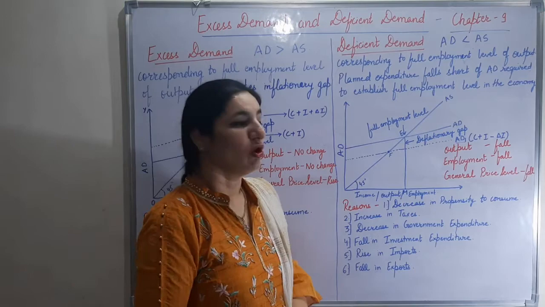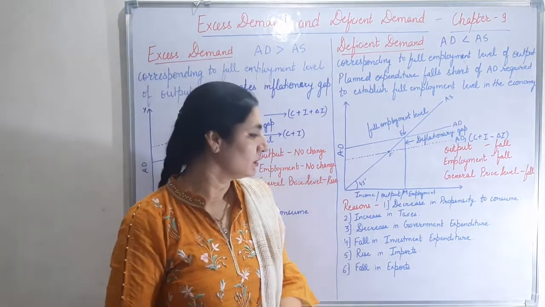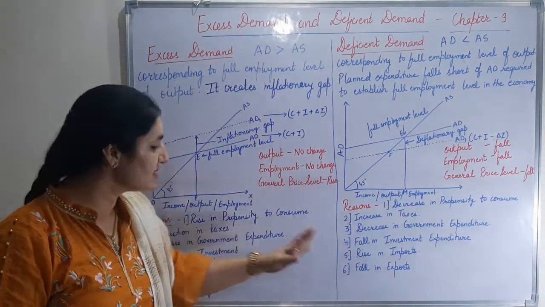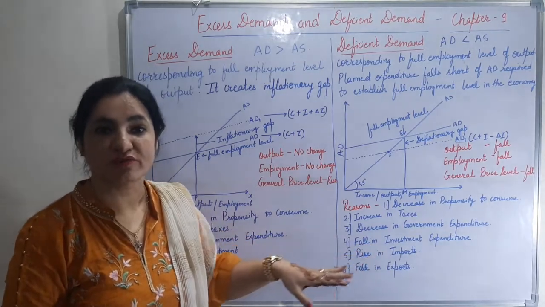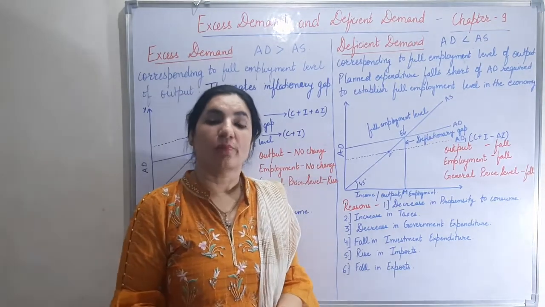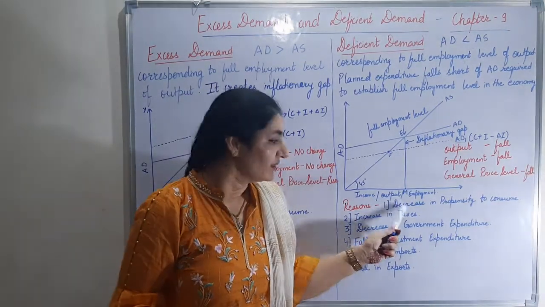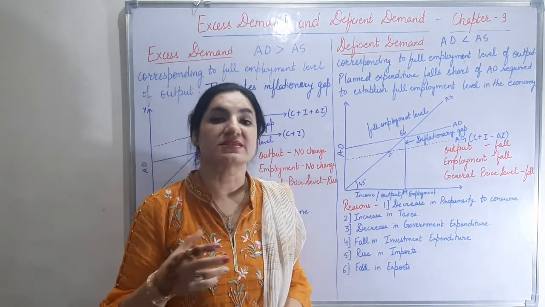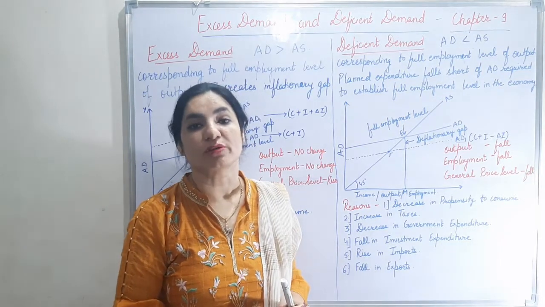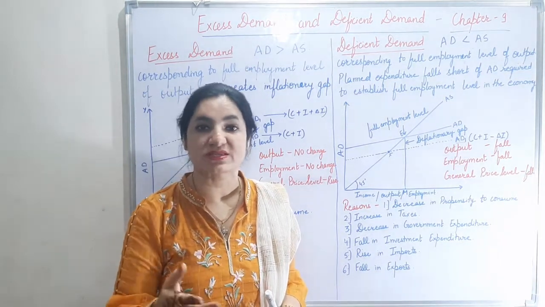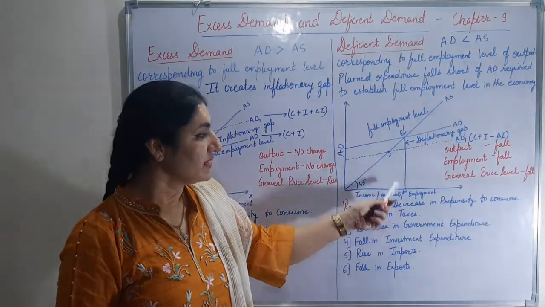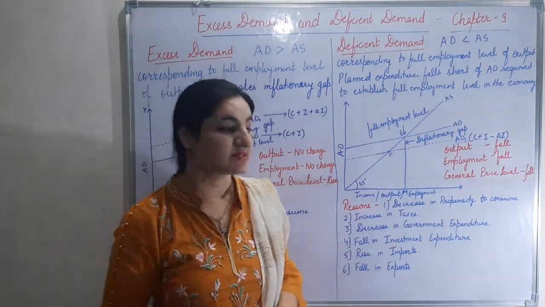The reasons of deficit demand. First is decrease in propensity to consume. You will note that all these reasons are just inverse of the reasons of excess demand. So decrease in propensity to consume means now people are decreasing their consumption and they are saving more. When consumption is decreased, one's consumption is now not becoming income of others in the economy. This concept we have read in investment multiplier. So there is less demand because of decrease in propensity to consume.